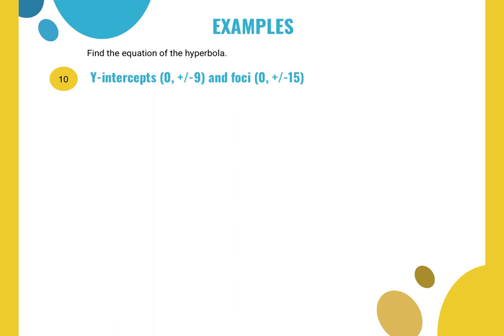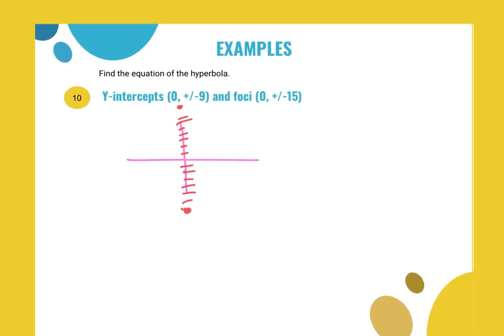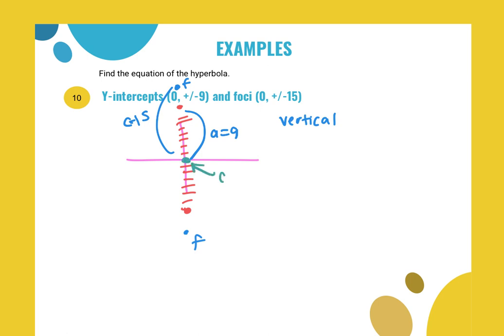All right, number 10 says find the equation again of the hyperbola. This time the y-intercepts are at 0, plus and minus 9. So we're going up 9, down 9. And the foci are at 0, positive 15, and 0, negative 15. I'm not going to go all the way up, but I know that the foci would be here and the foci would be here. And that tells me it's vertical. And it tells me that those y-intercepts are my vertices. So my a is 9 and my c is 15. And the center would be halfway between them, which is at 0, 0.